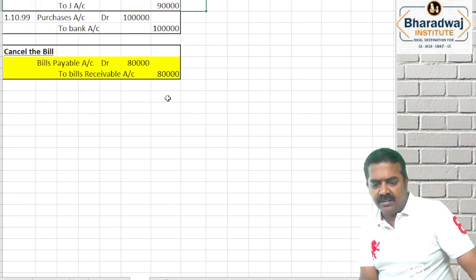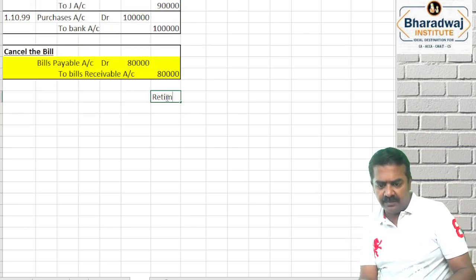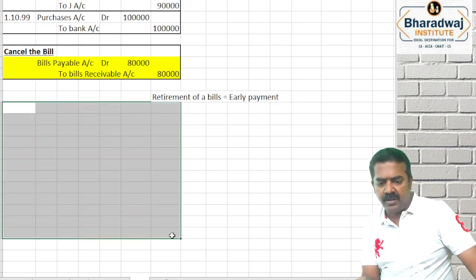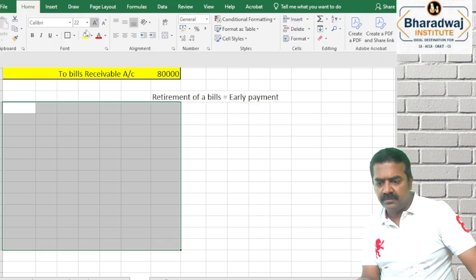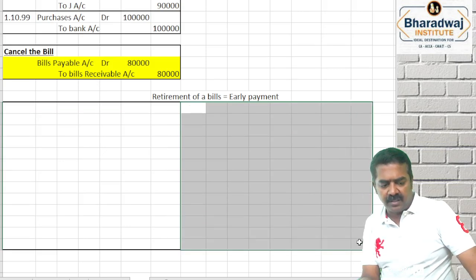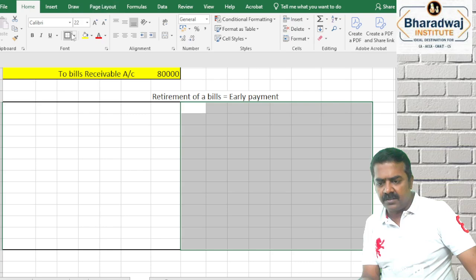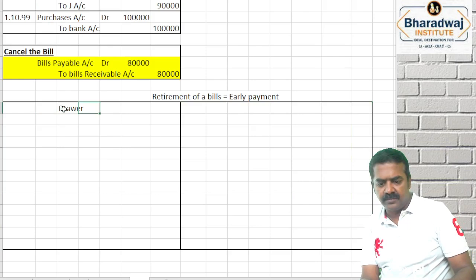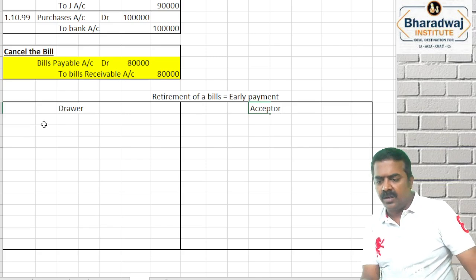Next, the other heading: retirement of a bill. Retirement of a bill means making an early payment. Before the due date, if the money is paid, that is called retirement of a bill. What entry will we pass, in the books of the drawer and in the books of the acceptor?